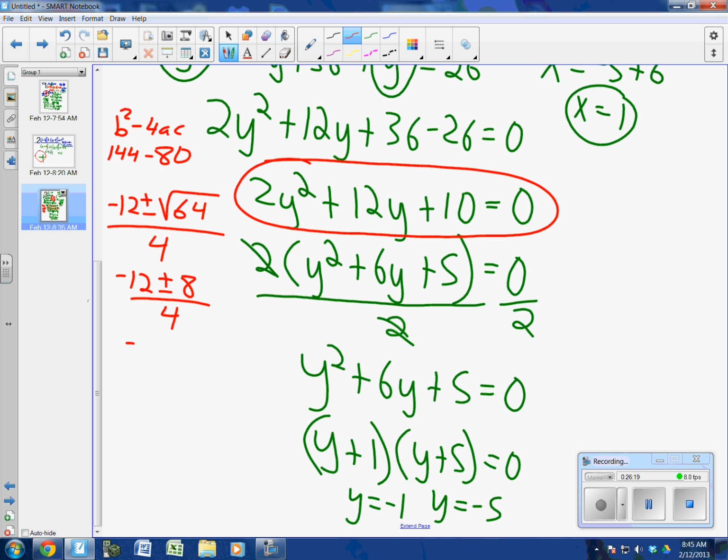-12 plus 8 is -4, divided by 4 is -1. There's our -1. -12 minus 8 is -20, divided by 4 is -5. These guys wanted to know how to do it using the quadratic formula. It's not easier than factoring.